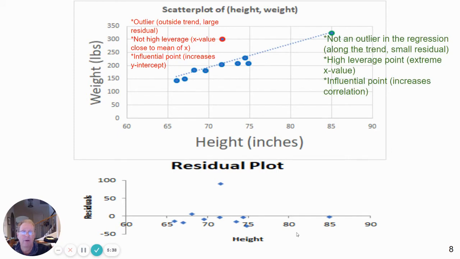Now, so Shaq, that green point, is not an outlier in the regression because it is along the trend and has a small residual. It is a high leverage point because it has an extreme X value. And it is an influential point because its presence tends to increase the correlation coefficient and will often affect the slope. So that's how you take 2 points like that and analyze whether they're outliers, high leverage points, or influential points.